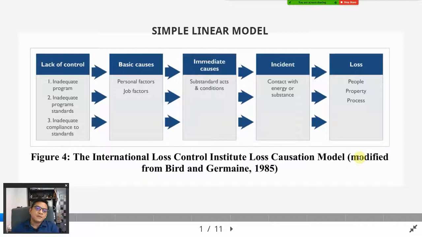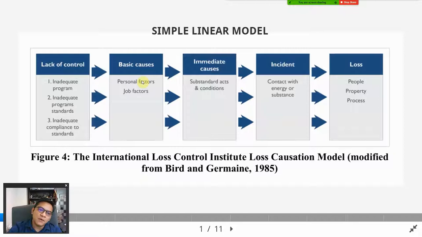So if you can see from the display here, you can find five boxes, and each of these boxes is labeled, starting from the right: loss, incident, immediate cause, basic cause, and lack of control. So this is linear. Linear means that you can see arrows pointing in one direction, usually from left to right. But when you want to explain causality, what causes something, you have to explain from right to left. But if you want to explain influence, you have to start from left to right.